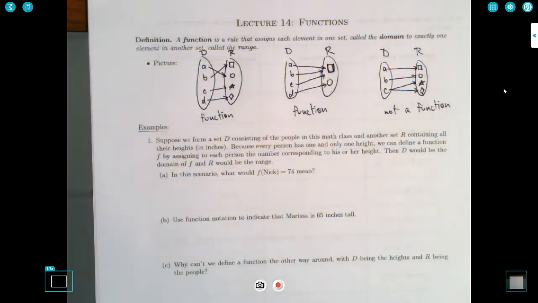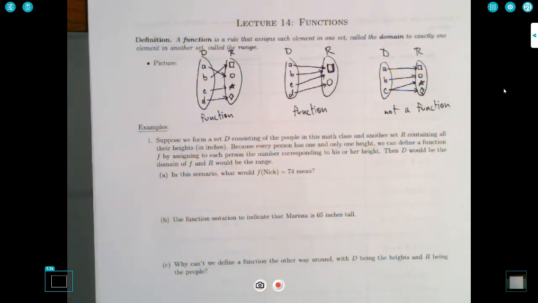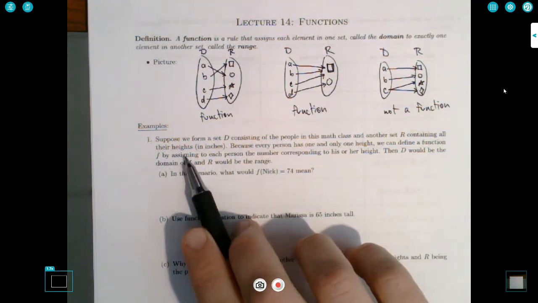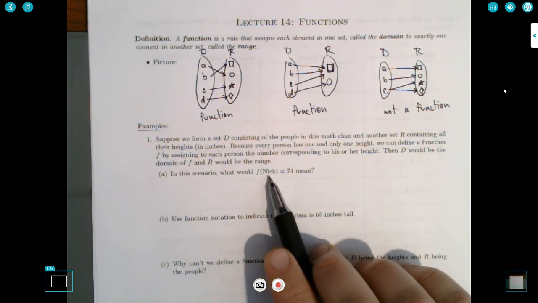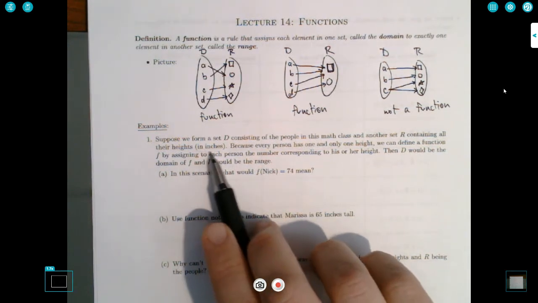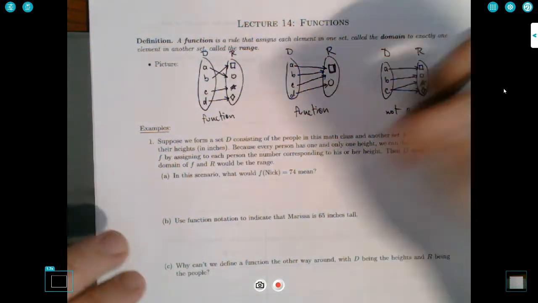Okay, so in this scenario, what would f of Nick equals 74 mean? Well, f is the function that maps people to their heights. So if we have f of Nick equals 74, then that means Nick's height is 74 inches, right? So this means that Nick is 74 inches tall.